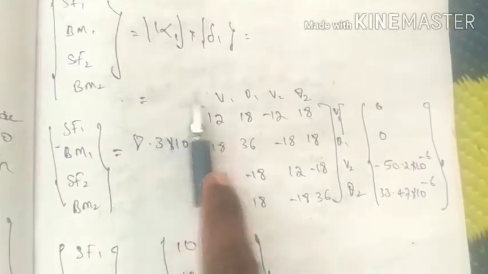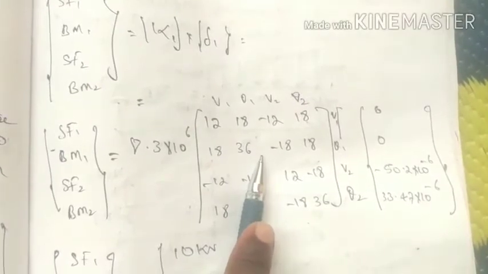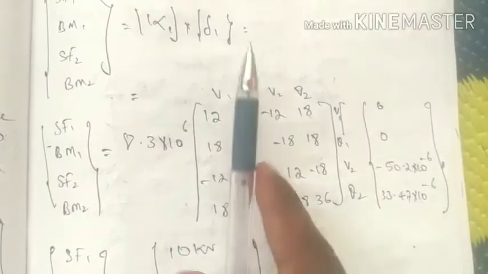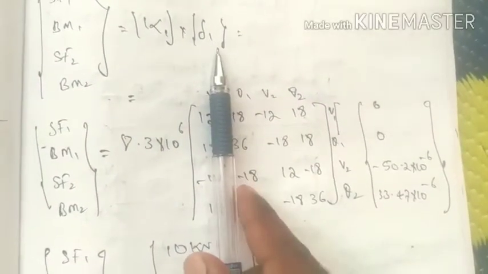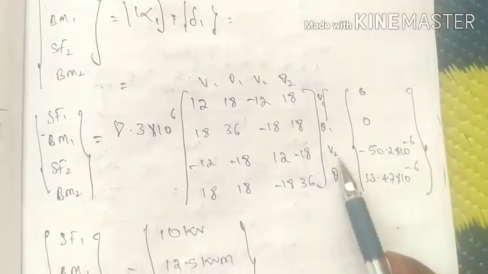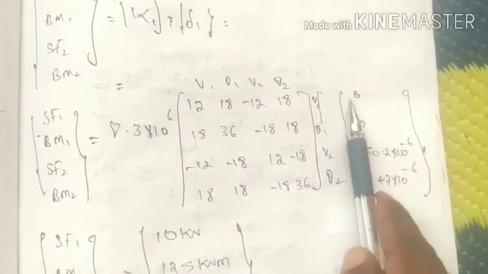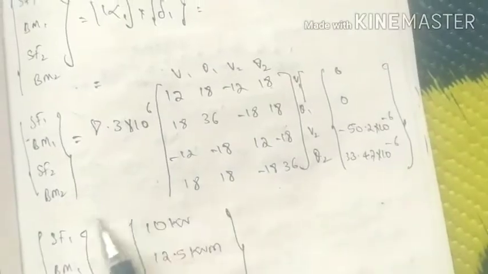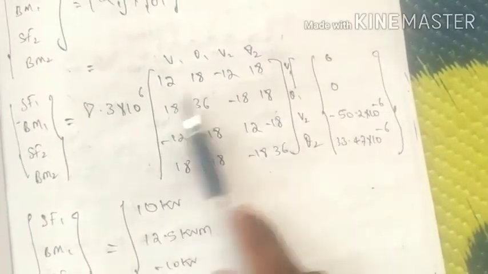You substitute that element stiffness matrix for element 1 as well as delta 1. Delta 1 belongs to element 1, that is V1, theta 1, V2, theta 2 that we have to substitute. We know V1 is 0, theta 1 is 0, V2 we found out as minus 50.2 into 10 raised to minus 6, and theta 2 is 33.47 into 10 raised to minus 6 radian. So that value you have to substitute here. Now you have to multiply this. If you multiply this, then you will get this.